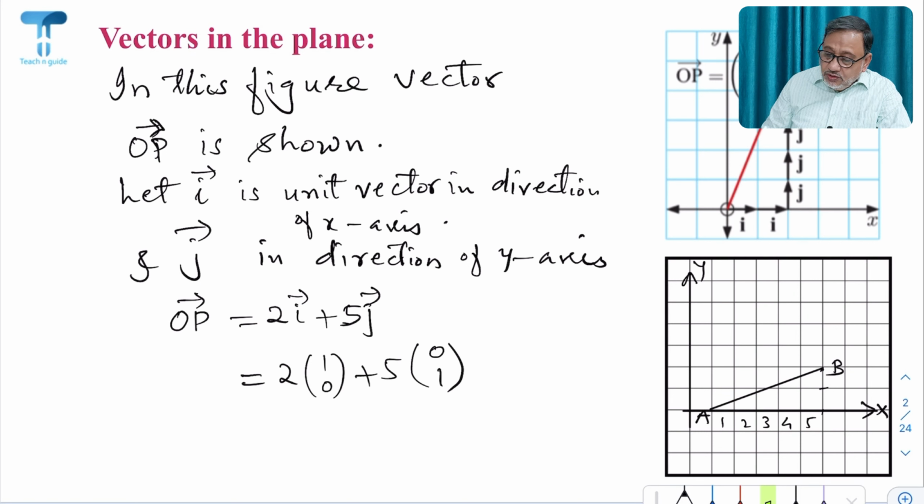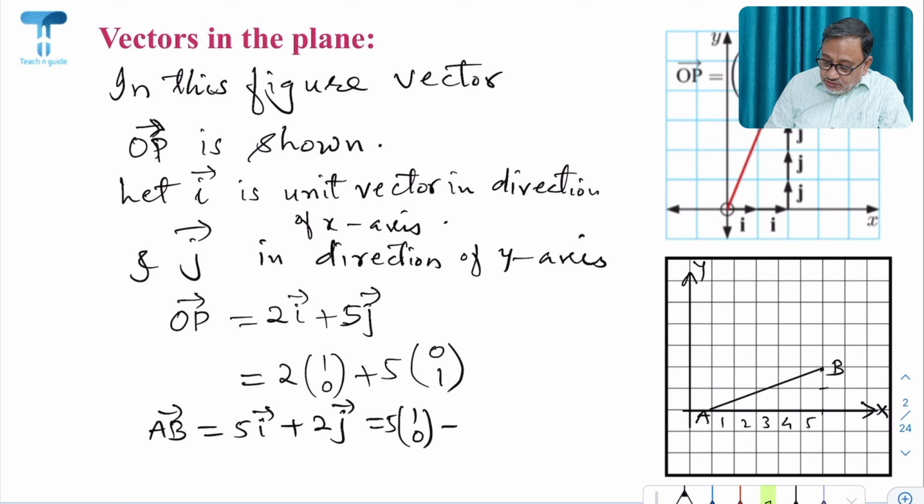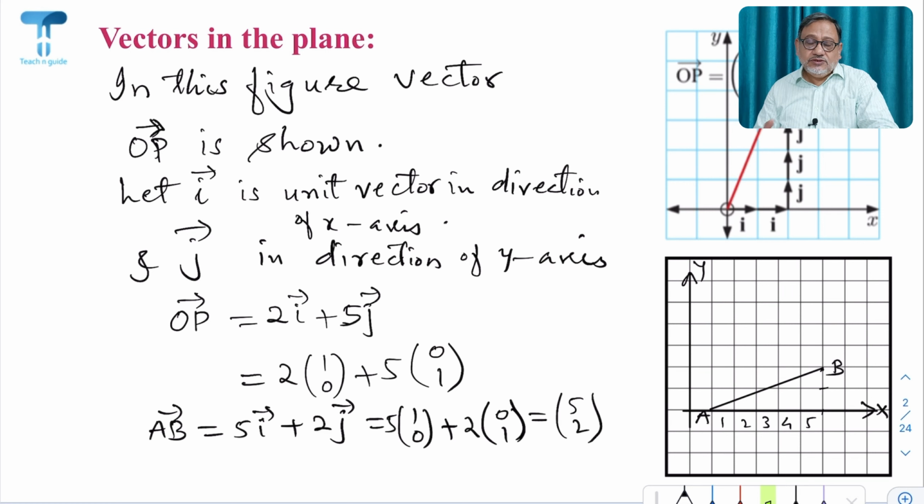So this vector AB I can write as 5i plus 2j, and the same I can write as 5 into (1, 0) plus 2 into (0, 1), or directly I can write (5, 2) as a column vector. This is also called a column vector. I hope you understood how to represent vectors in a plane.